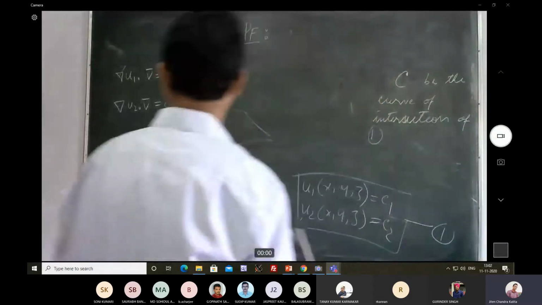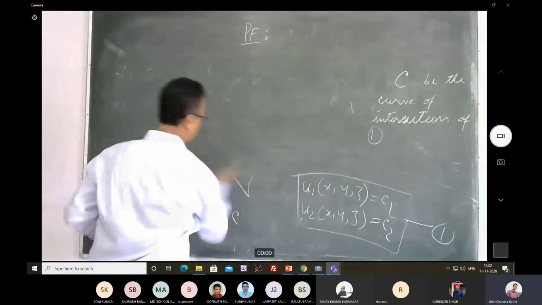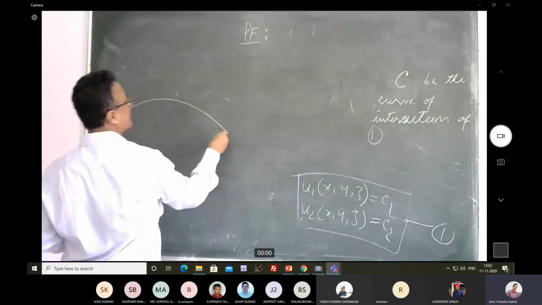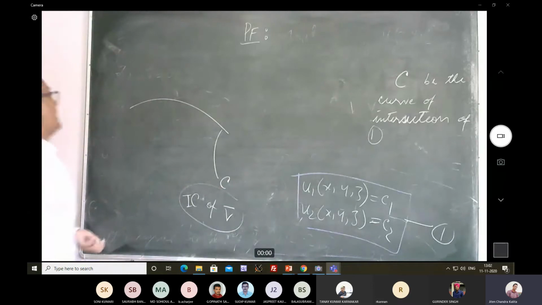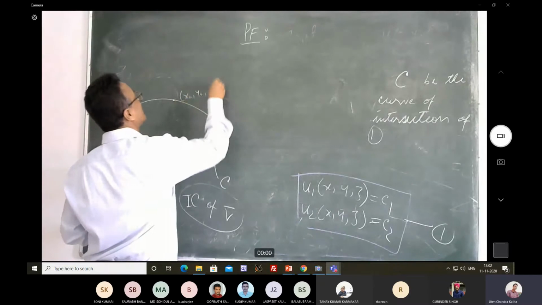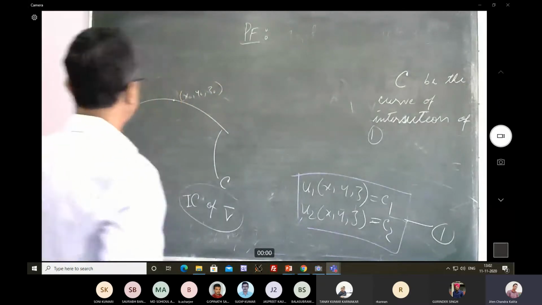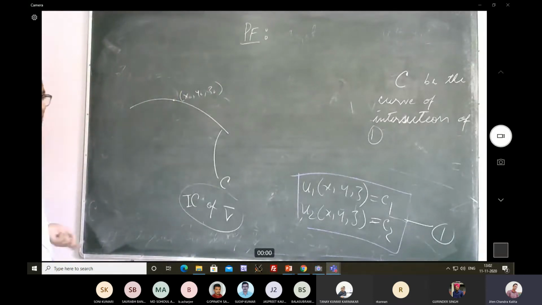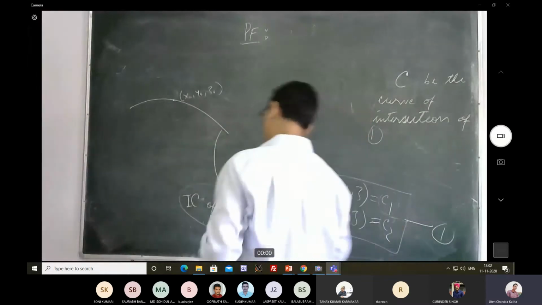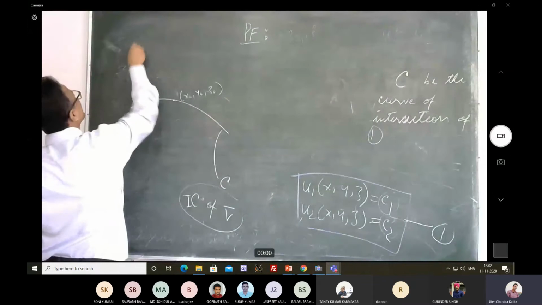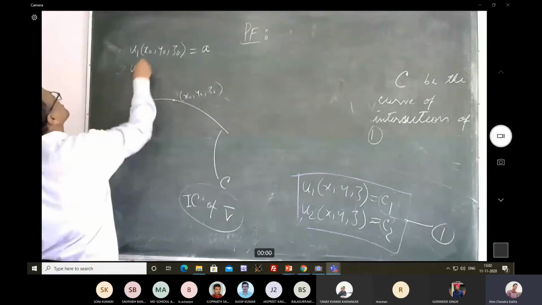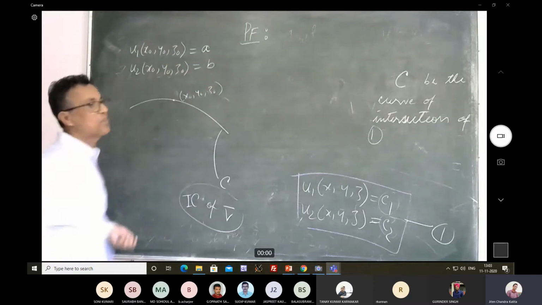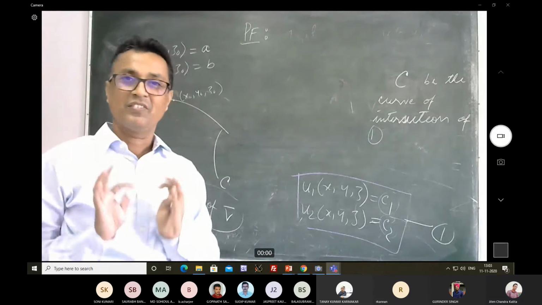So how to go about this? Suppose this is an arbitrary integral curve of V, and suppose I have considered a point x0, y0, z0 here. Because these C1, C2 may be misleading to you, let us say U1 at x0, y0, z0 equals a constant, a. Similarly, U2 at x0, y0, z0 equals b. Is it okay?